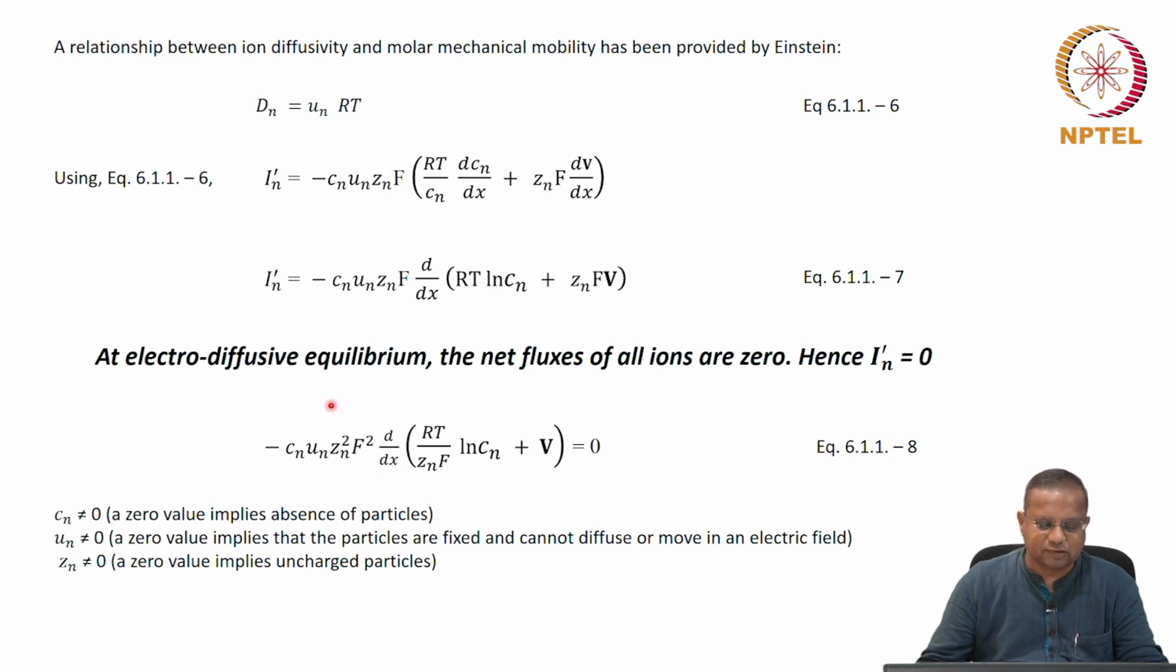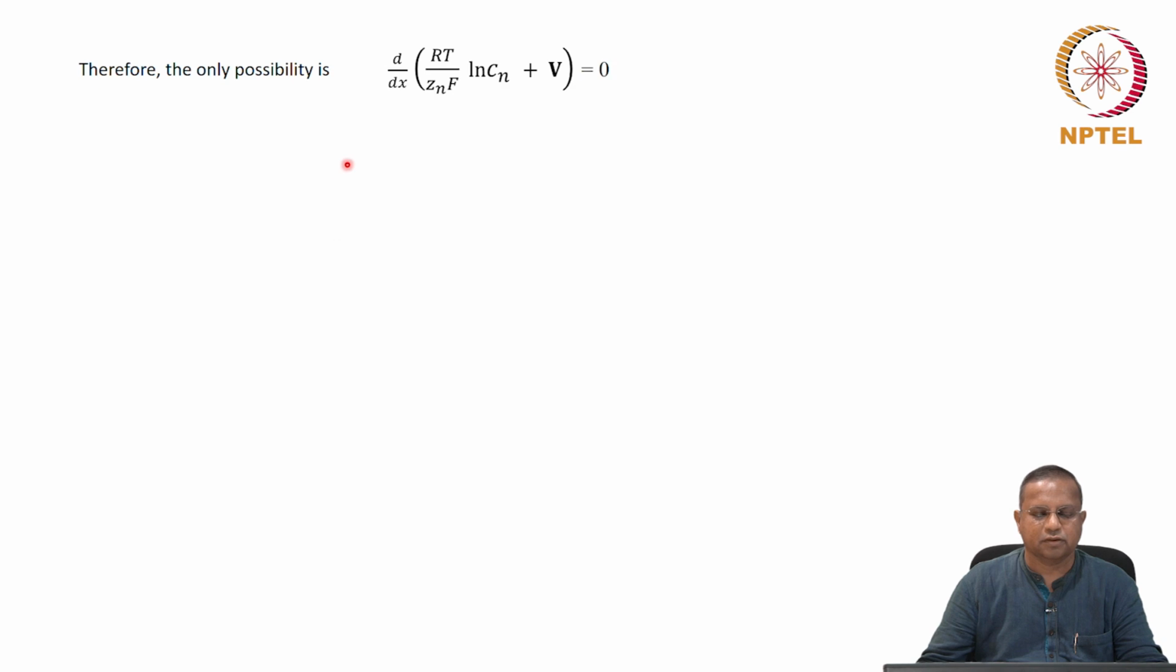So this term cannot be 0, which means if this has to be equal to 0, electrodiffusive equilibrium, this term alone can be 0. Now, let us examine this further. This is equal to 0. Now, this is a derivative, right? So we all know that the derivative of a constant equals 0. So this could be a constant. Okay, don't be so confident. This could be a constant, maybe not. We'll see.